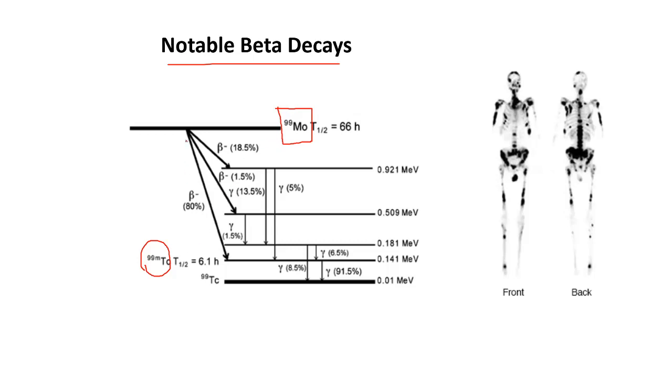After getting to the technetium metastable state, from this state it emits a gamma ray photon to get to the stable state of technetium. So technetium metastable decays to stable technetium by emitting a gamma ray photon, and this gamma ray has an energy of 140 keV, which is used in nuclear medicine to reconstruct medical images by means of a gamma camera.